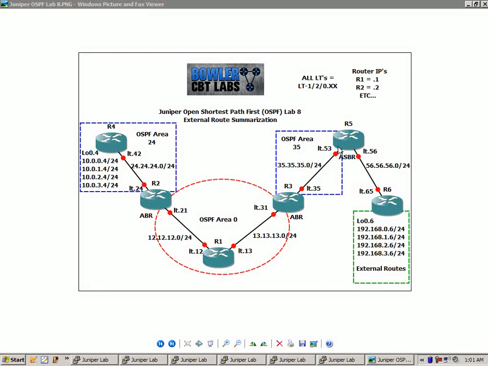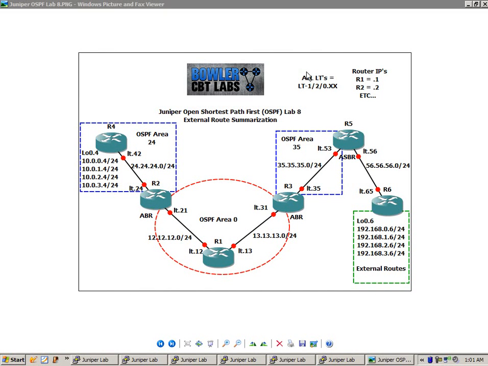We have an export policy set up on R5, and R5 has reachability to these routes via static routes. And then R6 has a default route pointing towards router 5. And also on R4 we have loopback 0.4 that is being advertised into OSPF area 24. And those routes we used with OSPF lab number 7 when we did internal route summarization. I showed you how to do that. We accomplished that on our area border router on R2.